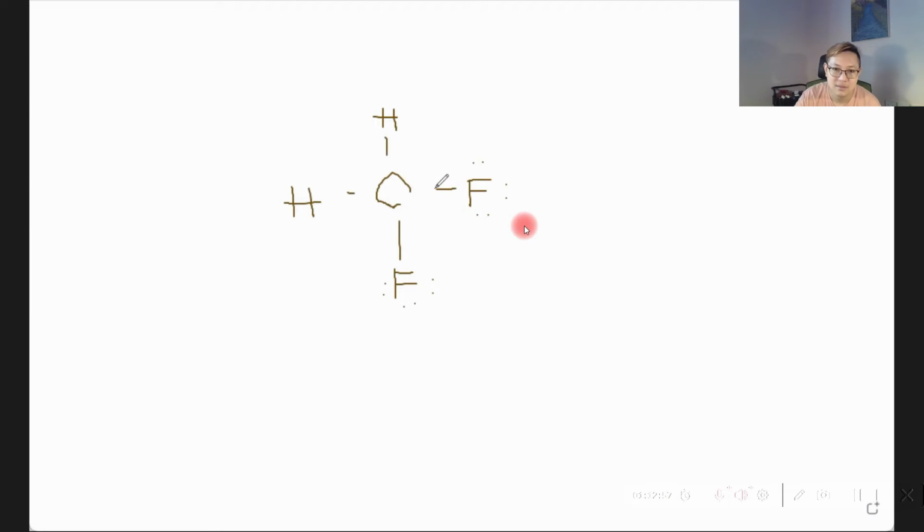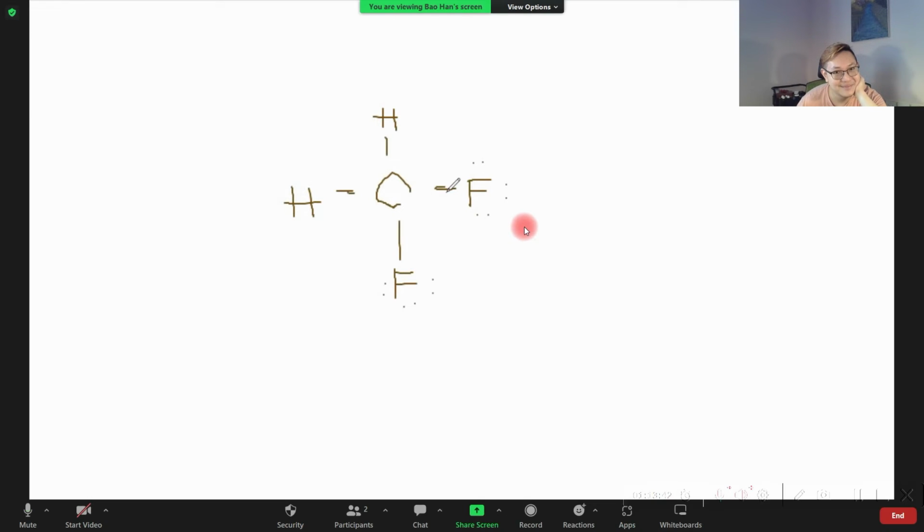Okay, count again. I think one line is 2 dots, right? Yeah, one line, 2 dots. Eight plus 6 plus 6. It's exactly 20. So I have a question. One line is 2 dots, yes. But for fluorine, it just has 7 electrons, so we need to add 1. But here I see it has 8 electrons. No, I understand. 1 electron will be shared with 1 electron here. It's added to this line.